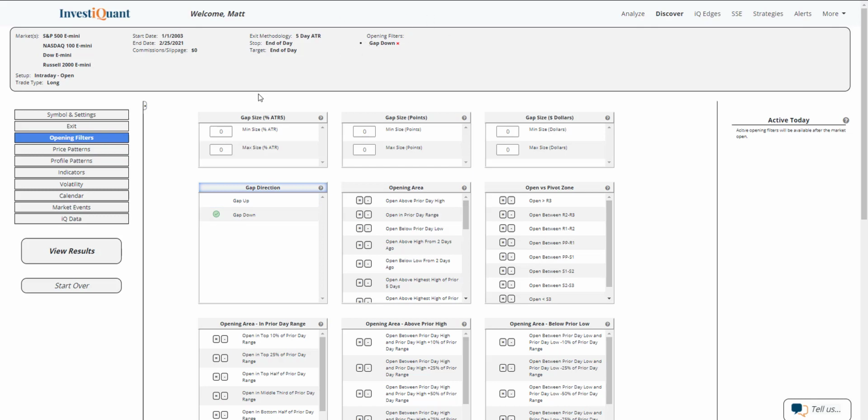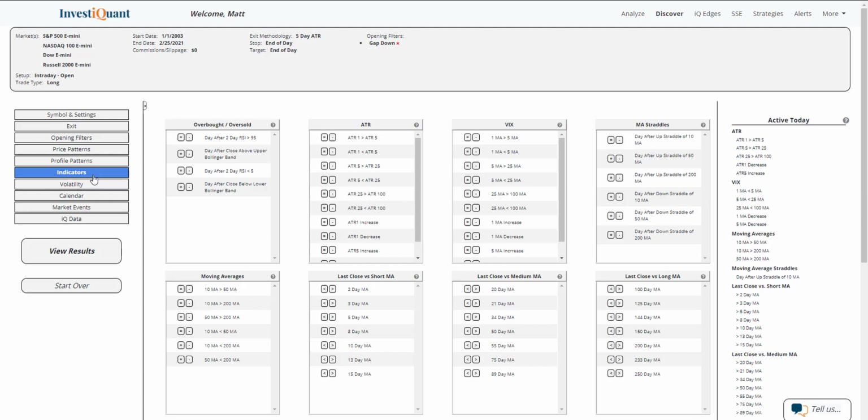Next, I'm going to go into the indicator section, put it in a similar market environment. We are currently above a 10-day simple moving average and above a 200-day simple moving average. Yesterday's strong trend day higher pushed us up above that 10, so we are back above it.